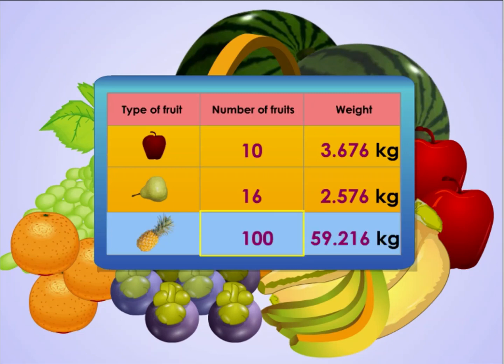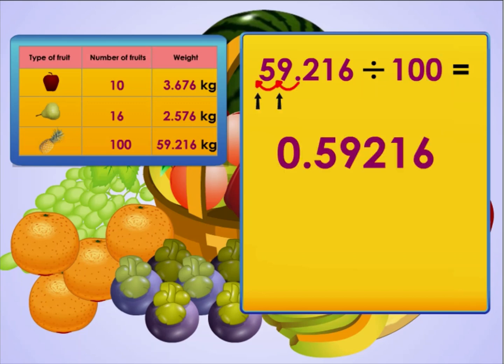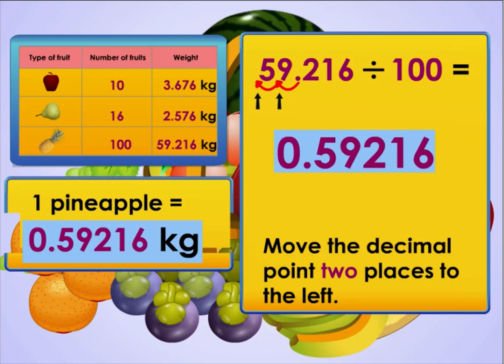Rita bought 100 pineapples from the market. The total weight of the pineapples is 59.216 kilograms. Find the weight of one pineapple. If we know the total weight of the pineapples and the number of pineapples Rita bought, how do we find the weight of one pineapple? Yes, we divide the total weight by the number of pineapples. Since the number of pineapples is 100, how many places to the left do you move the decimal point? Good. There are 2 zeros in the divisor, so we move the decimal point 2 places to the left. So one pineapple weighs 0.59216 kilograms.